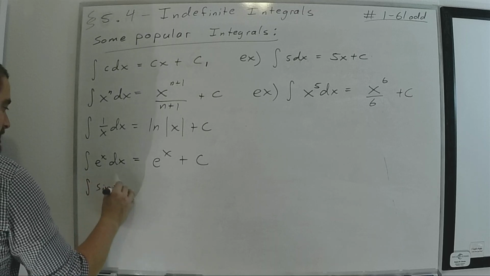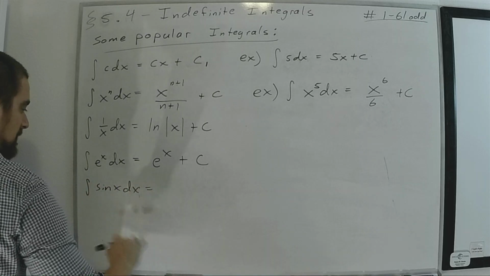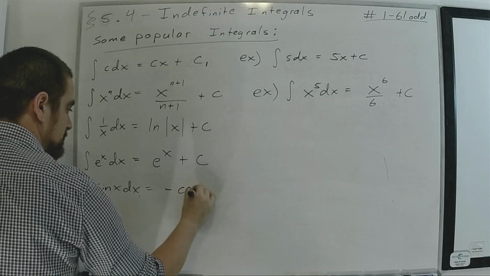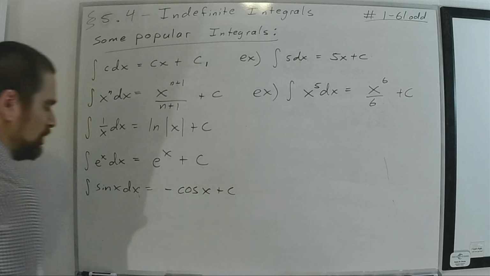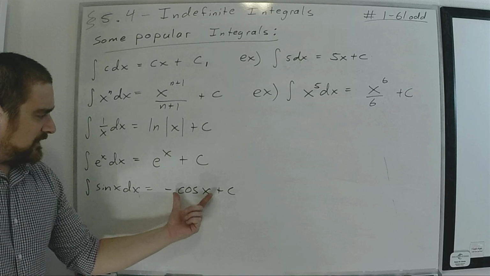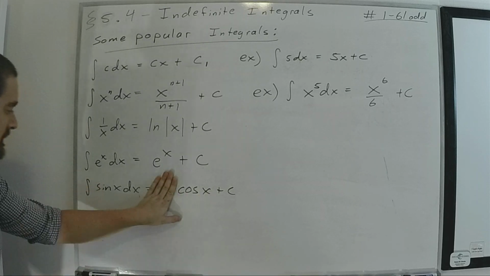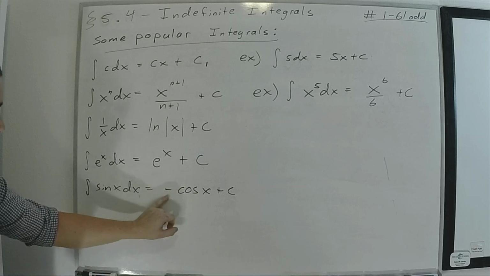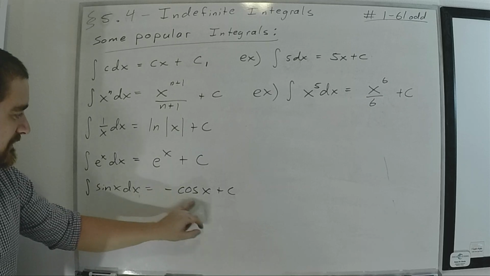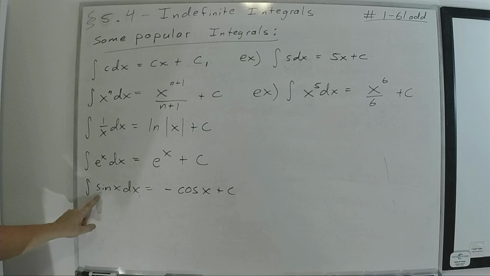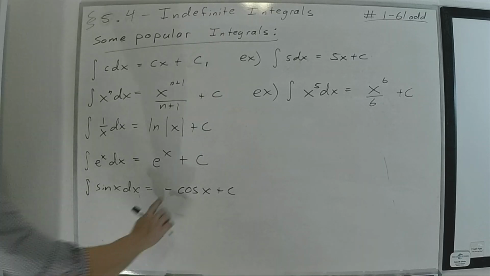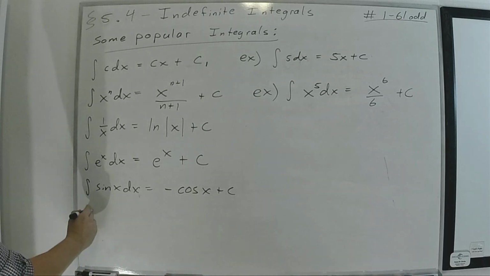If we integrate sine of x with respect to x, we get negative cosine of x plus c. Why is the negative there? Well, because if you differentiate cosine, you get negative sine. That's not negative sine. But if I differentiate negative cosine, I get negative sine. Aha, the negatives cancel out. That's how I properly get this derivative to spit out positive sine.